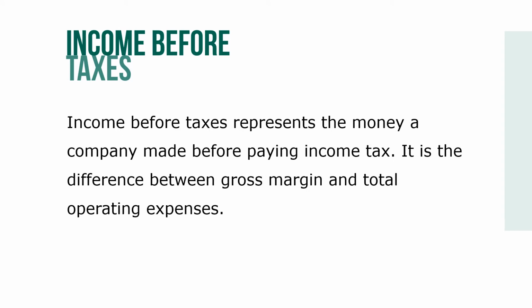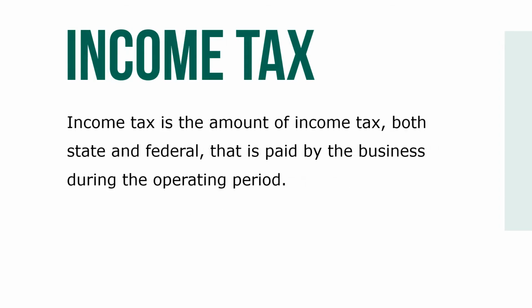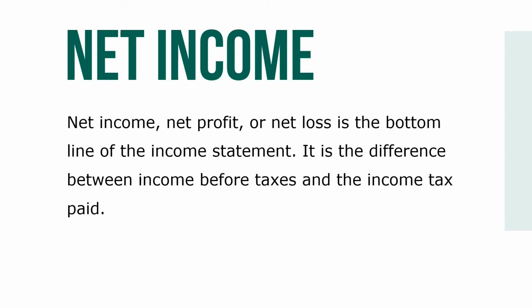Income before taxes represents the money a company made before paying income tax. It's the difference between gross margin and total operating expenses. Income tax is the amount of income tax, both state and federal, that is paid by the business during the operating period. Net income, net profit, or net loss is the bottom line of the income statement. It's the difference between income before taxes and the income tax paid.